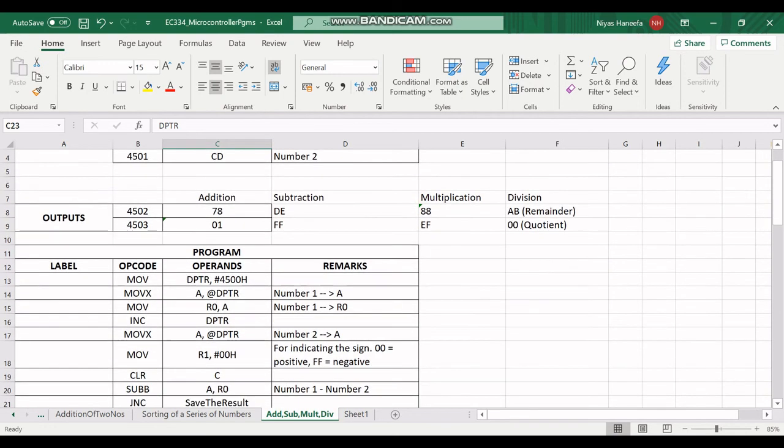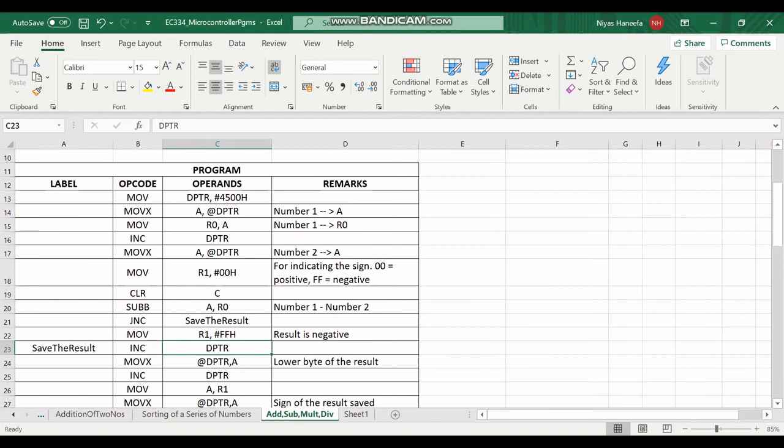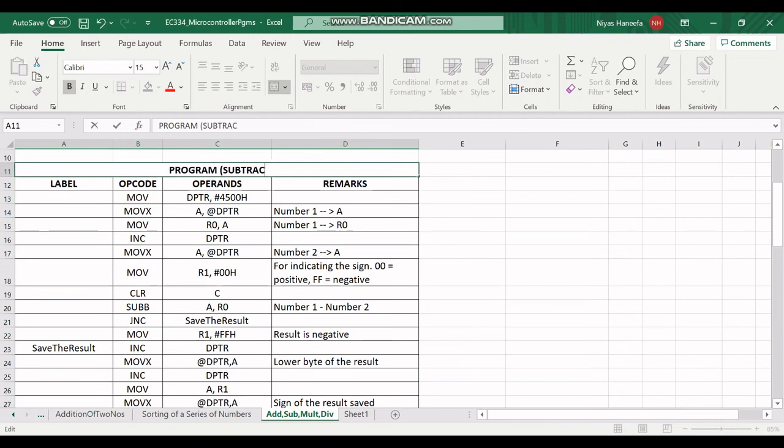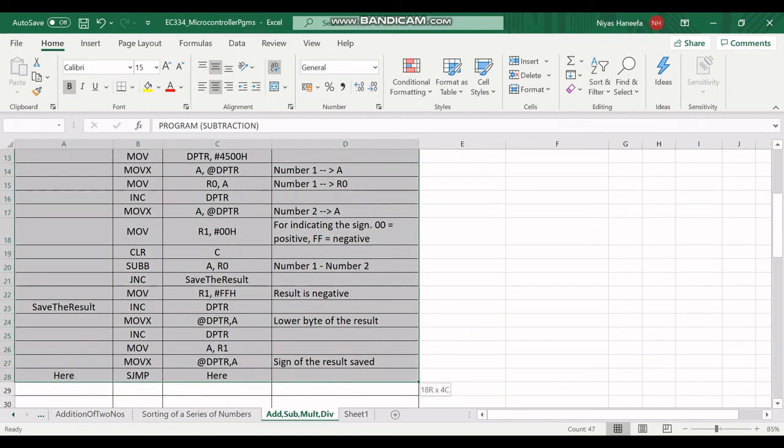Now for multiplication, what will you do? Up to this point, this is not required for multiplication. So this is for subtraction. Now for multiplication, let's copy this.